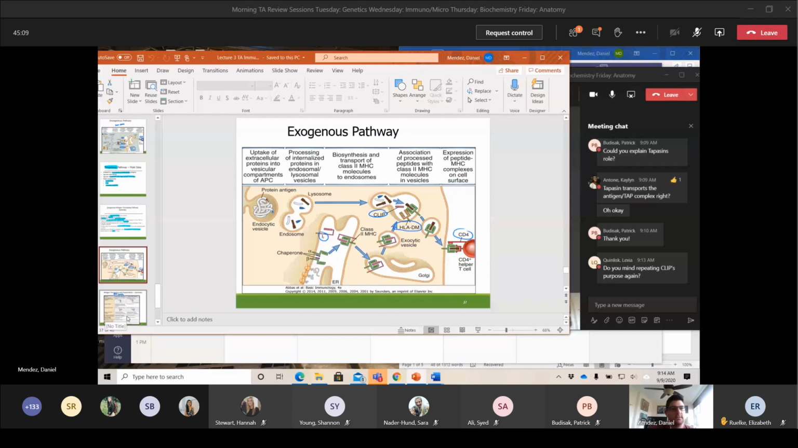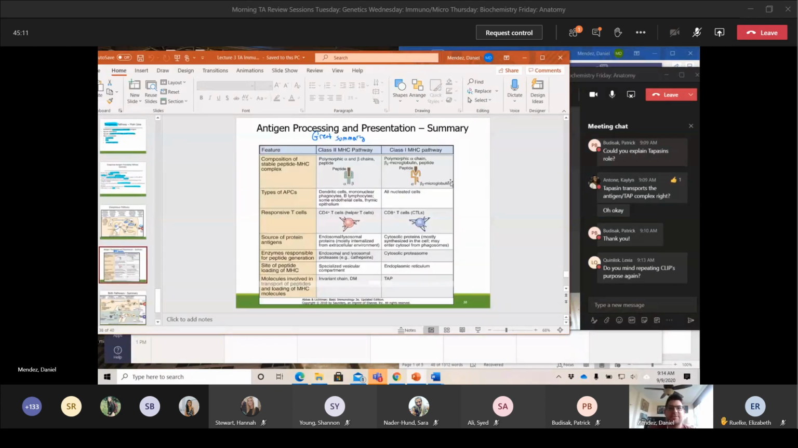All right. So this summary is fantastic. It doesn't give you as much the detail of what they do. But it kind of gives you an overview. This is somewhat similar to what your study guide should look like, this summary here. You can also add other things, but it tells you the types of the APCs, which cells respond, the sources of the antigens. So that is pretty important to know where each antigen is going to come from in the class one and class two.